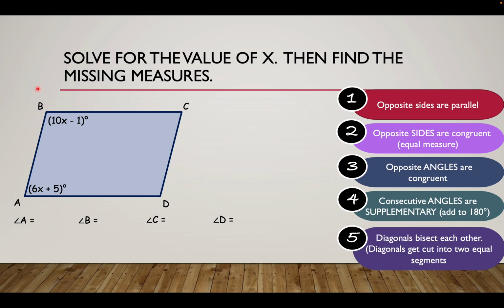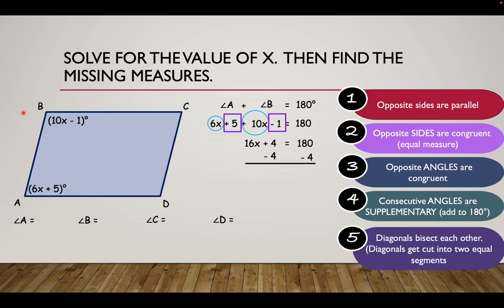I have angle A and angle B. Those are consecutive angles. So in order to solve for x, I would add angle A plus angle B, set it equal to 180, and solve. We need to combine our like terms. So we combine our x's, combine our constants. We get 16x plus 4 equals 180. Subtract 4 on both sides. 16x equals 176. Divide by 16 on both sides. X equals 11. Let's plug it back in.